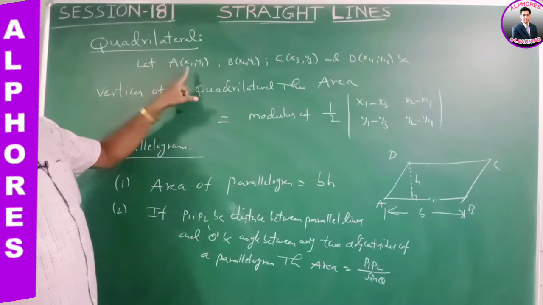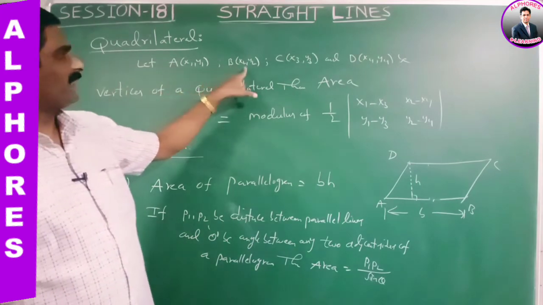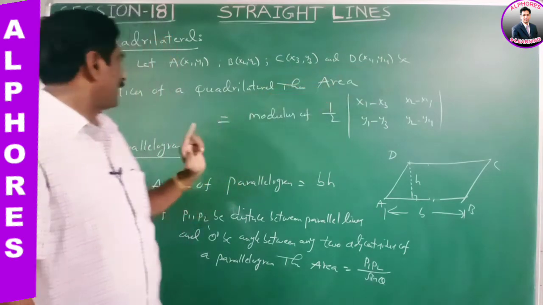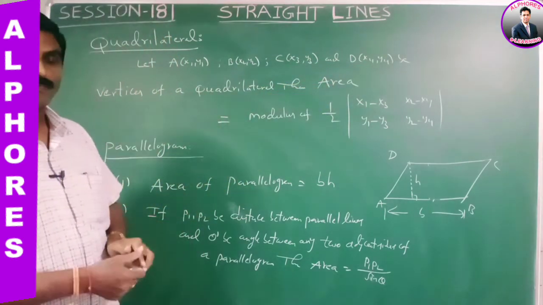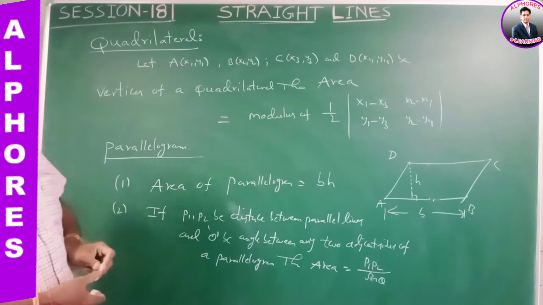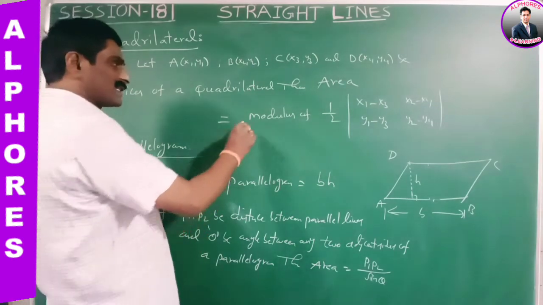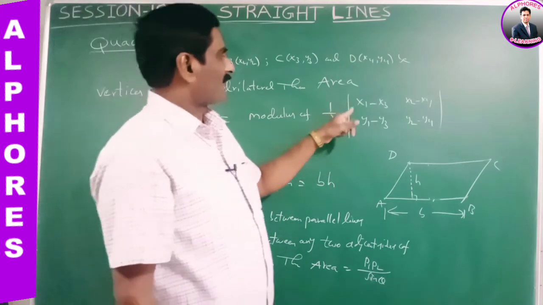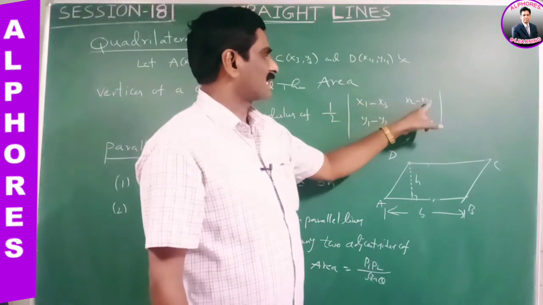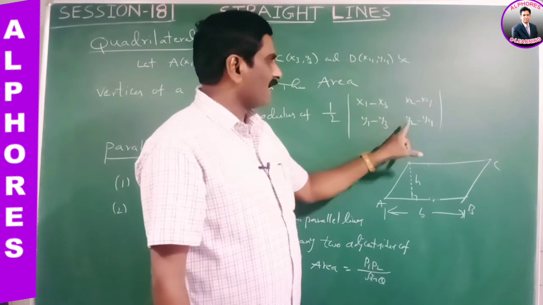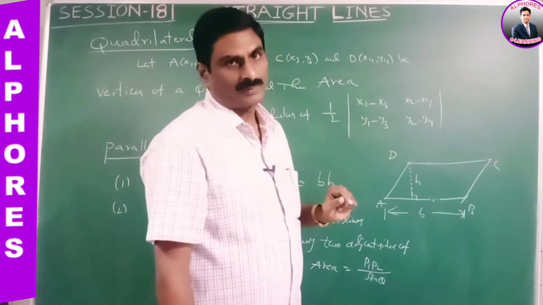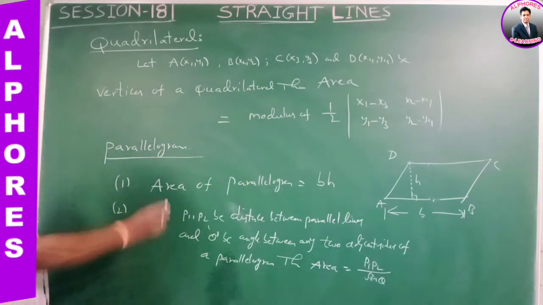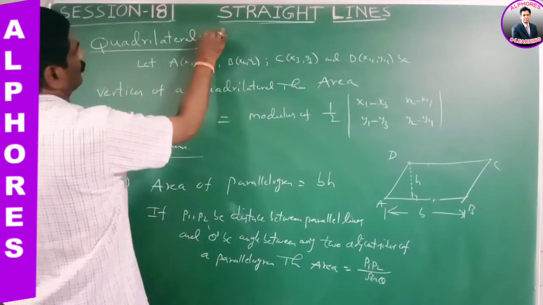Let A(x1, y1), B(x2, y2), C(x3, y3) and D(x4, y4) be the vertices of a quadrilateral, then the area of the quadrilateral is equal to the modulus of half into the determinant of x1 minus x3, x2 minus x4, y1 minus y3, y2 minus y4. Okay, next, parallelogram area. It is the quadrilateral area.